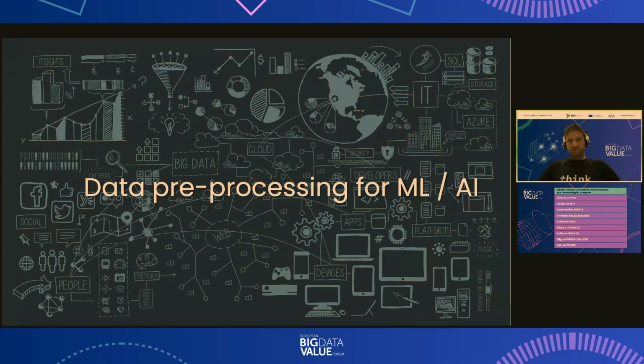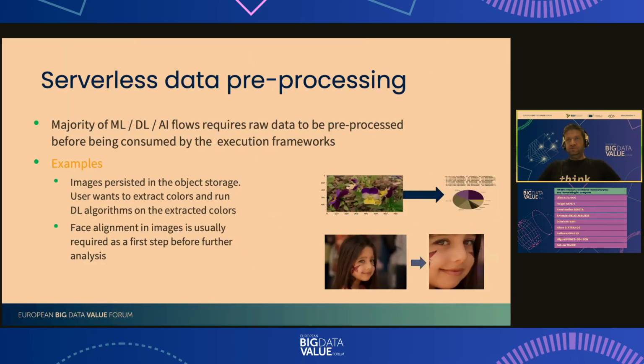Another example I wanted to show you is data preprocessing. Usually, when you run all kinds of image processing in particular, you need to do some data preprocessing on the images. Either you do a kind of face alignment, or maybe you need to extract colors. And when you have the colors, you maybe want to run all kinds of machine learning, similarity algorithms, deep learning. And there are a lot of examples over the internet of what kind of machine learning you can run on images.